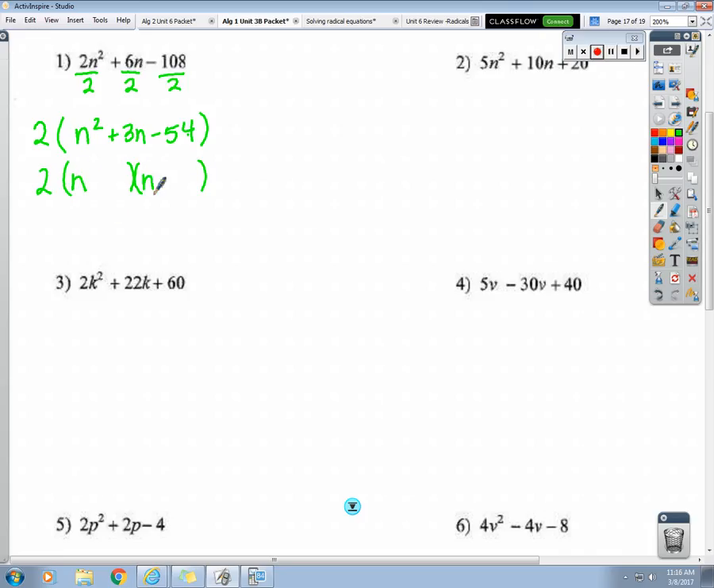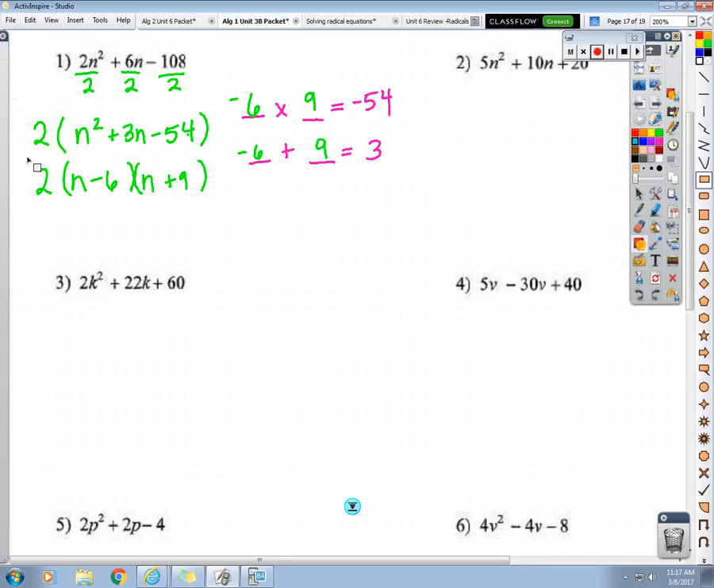N times n will make the n squared. And now to find the numbers, we do what we did yesterday. Look for two numbers, and they have to multiply to give you a negative 54 though, and add to give you a 3. So what numbers will do that? Okay, 6 and 9, but what kind of 6 and 9 will add to a 3? Negative 6 and positive 9, right? Okay, so your factors are n minus 6, n plus 9, and so that is the answer. The 2 is included in the answer.